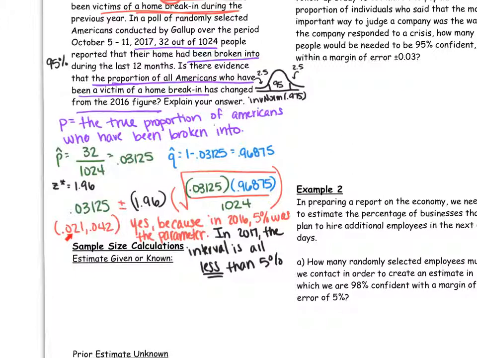Does everybody understand that? And because that value has changed, or because 5% is not sitting inside of here, we're going to say that crime has actually did what? The breaking rate has actually did what? The breaking rate has actually decreased. So we're going to say, therefore, the rate has decreased.